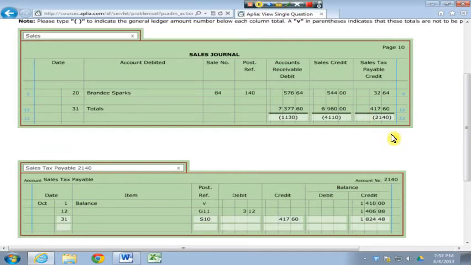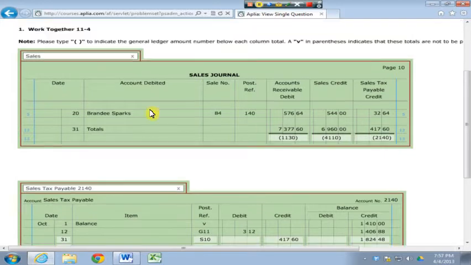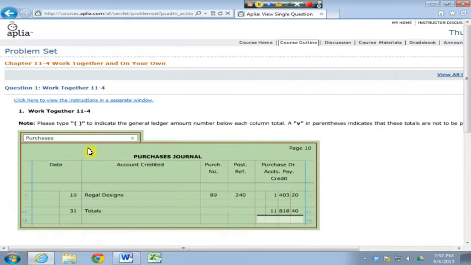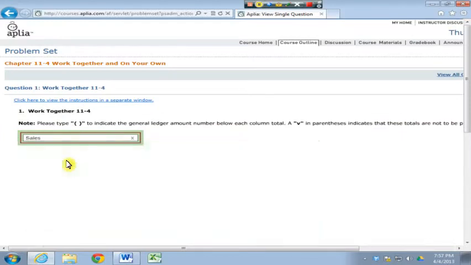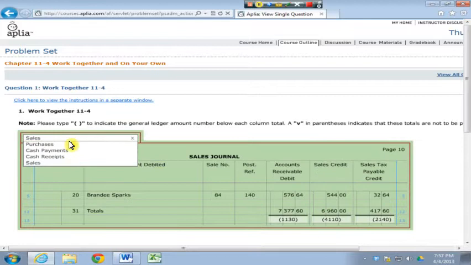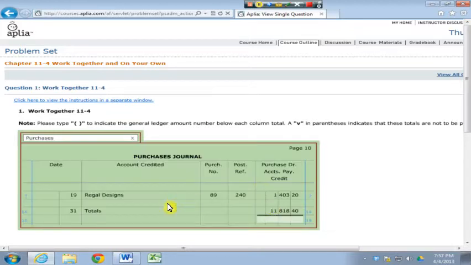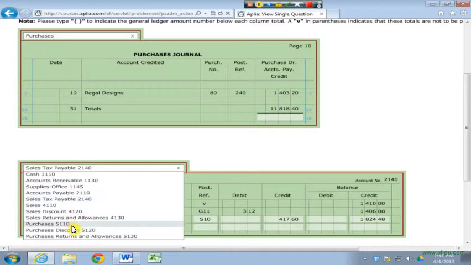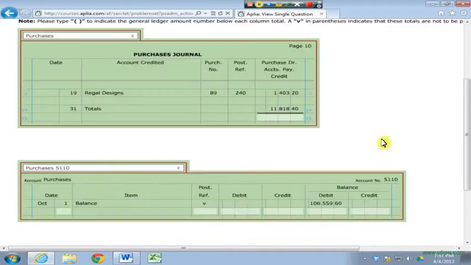Step number 2 says we're going to post the October 31st column totals of the purchases journal. So we're going to go to the purchases journal. Which ledger are we going to need to find? We're going to need to find the purchases ledger. And walk us through how to record this one.